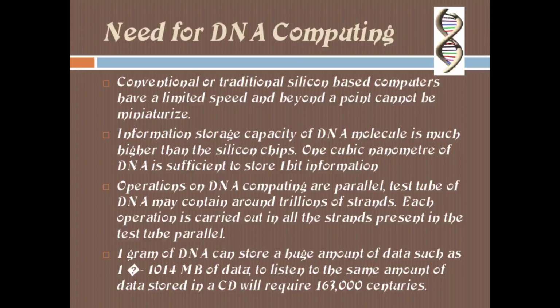Then, why is DNA computing important, or what is the need for this? It has clear advantages over conventional computers when applied to problems that can be divided into separated non-sequential tasks. The reason is that DNA strands can hold so much data in memory and conduct multiple operations at once, thus solving decomposable problems much faster. That is, its storage capacity is much higher than silicon chips. Here, one cubic nanometer of DNA is sufficient to store one bit of information.